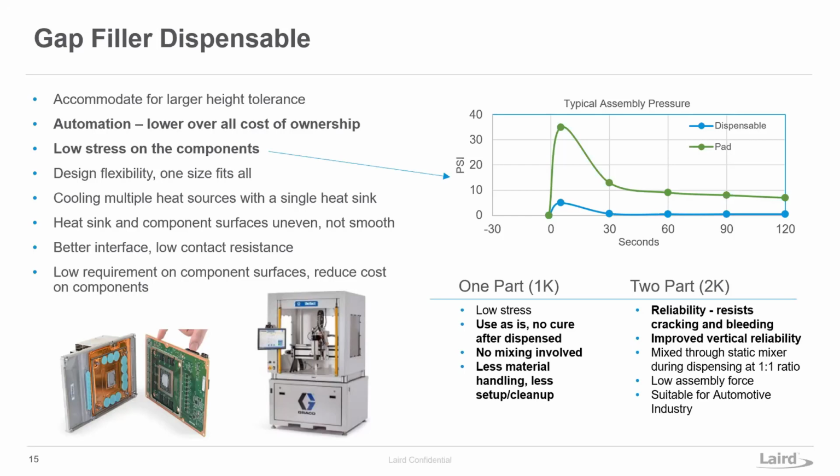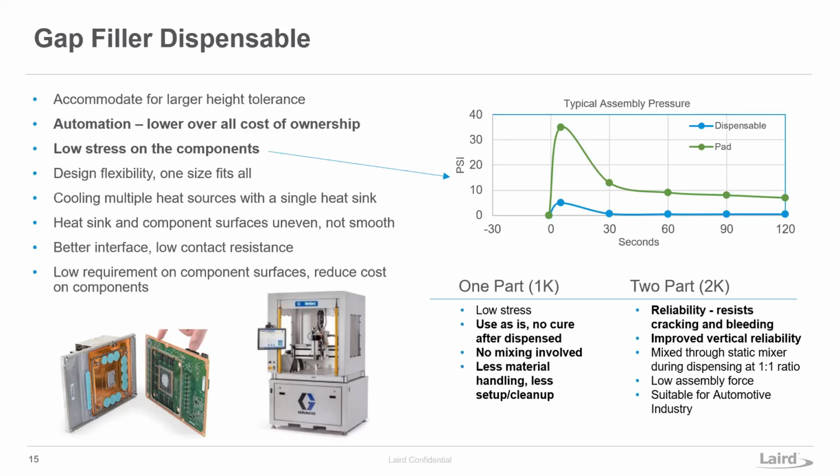Dispensables come in both 1-part and 2-part. 1-part dispensable is, for the most part, pre-cured. It stays putty-like for the life of the product. It's easily dispensed because it's a 1-part system. It's easy to clean up.